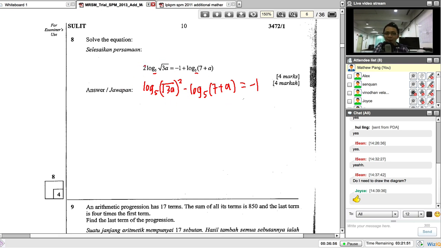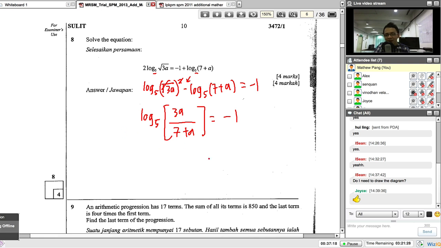And then we know those numbers in front of log we can move up, they just become a multiple. So square and square root we can cancel, then everything will be very simple. So I factorize out log 5. This minus will give me a divide if I factorize out log. So this is 3a divided by 7 plus a equals -1.